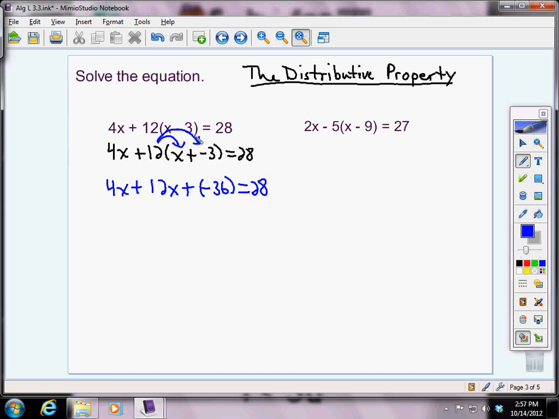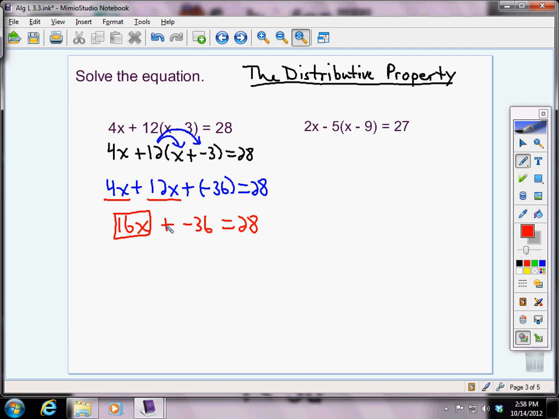Now we've gotten rid of the parentheses, so let's continue to simplify. What are our like terms? Well, if I have 4x's and 12x's, that's 16x's plus our negative 36. And now this is just a simple two-step equation. What are we solving for? X. So let's solve for our x term, which is 16x. What do we have to get rid of? Our negative 36. Now, how do we get rid of our negative 36?